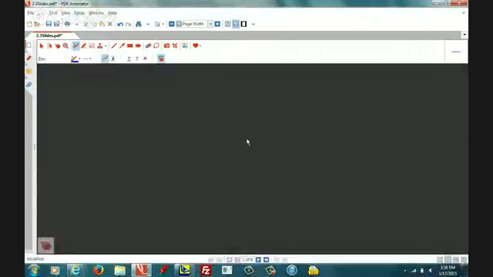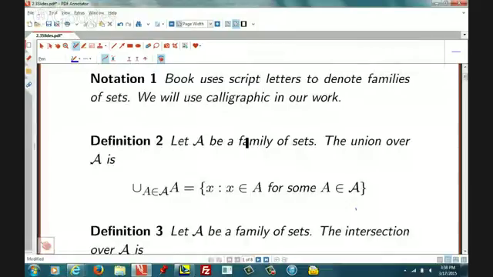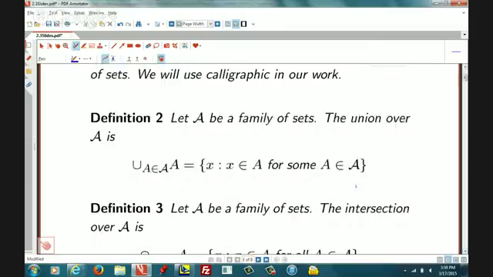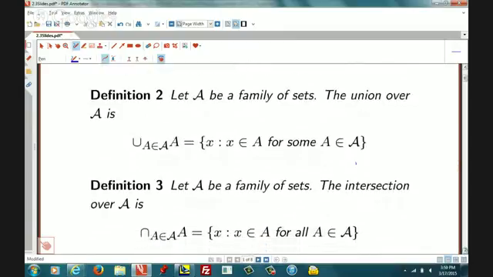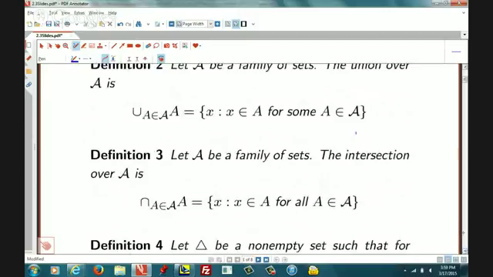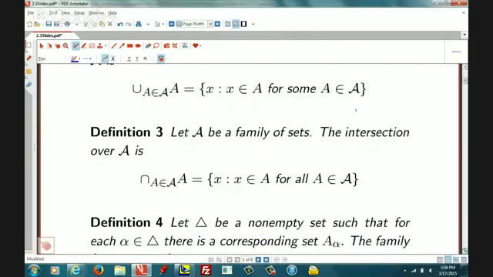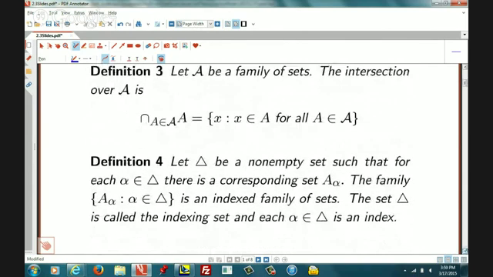Yeah, the definition says, let A be a family of sets. The union is all x in A for some A. So it's everything combined together. You're combining everything together here for the union. What would the intersection be? It's one that's in everything. It's all the elements that are in all of the sets. Okay, and then after that definition, we're just running through all the definitions real quick.